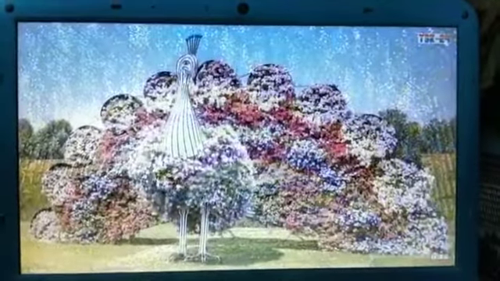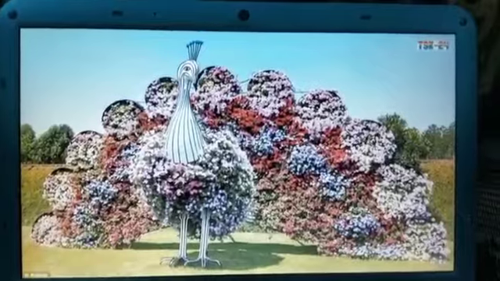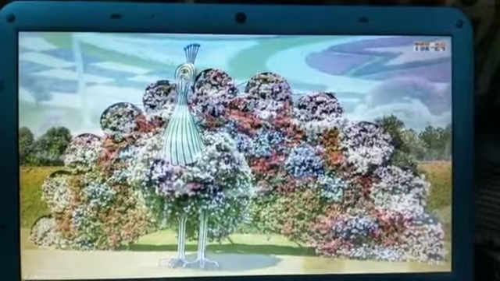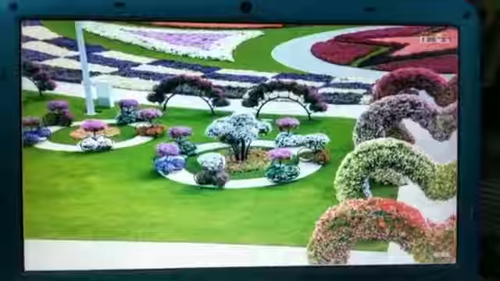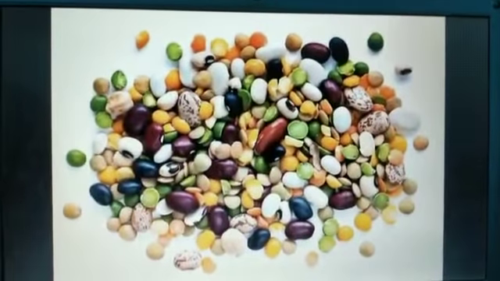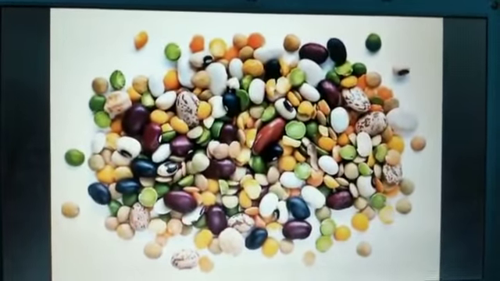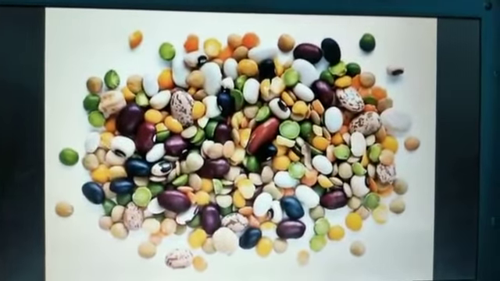Most of the plants bear flowers. These flowers develop into seeds. These seeds can give rise to a new plant of the same type as the parent plant. Seeds are an important source of food. All the grains that we eat are seeds. Seeds are of different shapes and sizes.